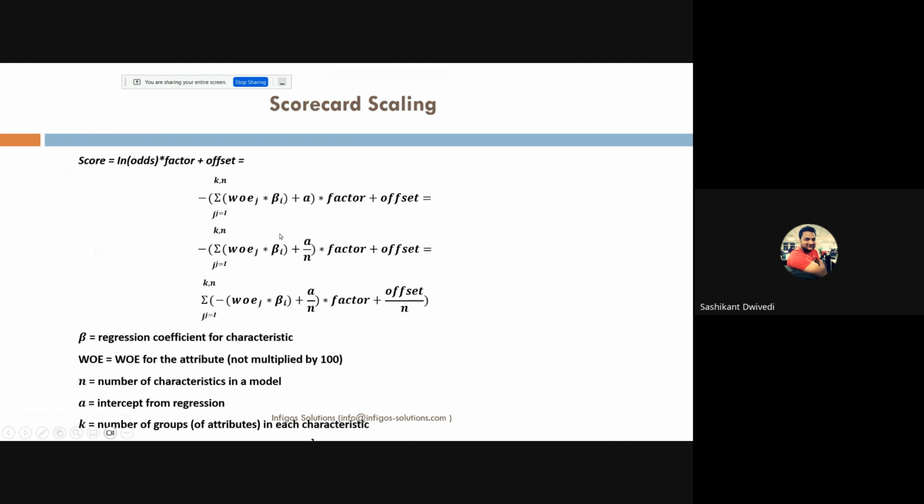Okay. So beta is a regression coefficient here. WOE is the weight of evidence of that attribute. This one, n, is the number of characteristics in the model. This is the intercept of the regression. And k is the number of groups in each characteristic. So for each variable, we need to do this calculation and sum that up.